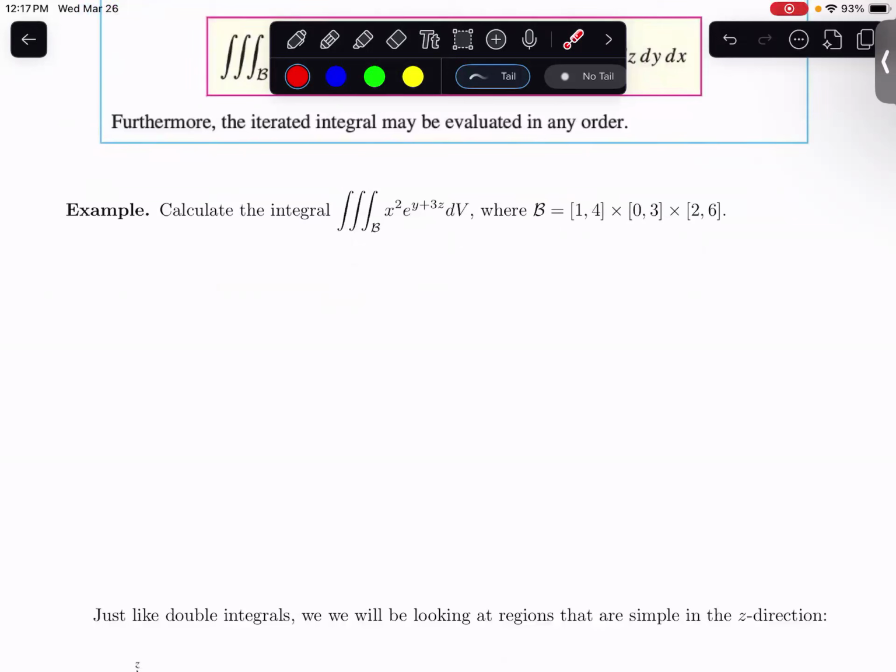So the first example is one of the more straightforward kinds of examples you can do. We're doing a triple integral over the box B, where the x values range from 1 to 4, the y values range from 0 to 3, and the z values range from 2 to 6. And we're doing the integral of x squared times e to the y plus 3z.